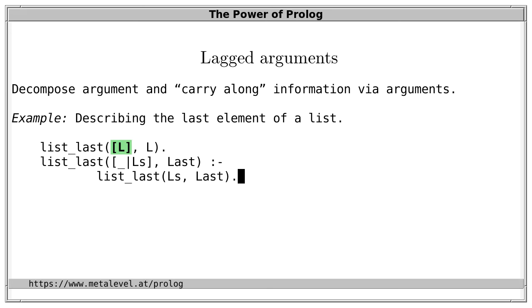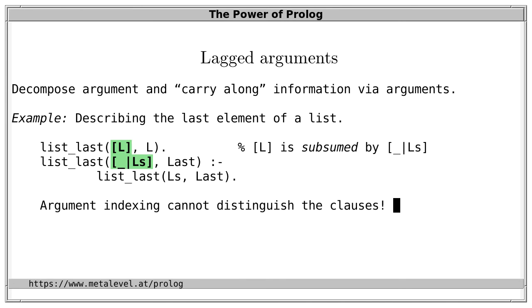And in this example, the first argument of the first clause is a special case of the first argument of the second clause. We say that the term is syntactically subsumed, or simply subsumed. And the second argument is trivially subsumed, because the second argument is a variable in both clauses. And therefore, no amount of argument indexing can help to distinguish the clauses. Also, deep indexing doesn't help here, because the second clause head syntactically subsumes the first one. And so, every time the first clause head applies, the second one also applies.